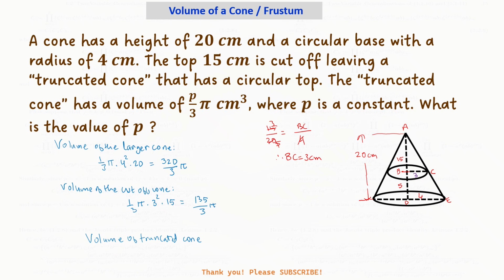So the volume of the frustum, the truncated cone, that's the cone we need to work out the volume of, would be 320 over 3 pi minus 135 over 3 pi, and that is equal to 185 over 3 pi. So that is of the form p over 3 pi, where p is 185. Therefore p is 185, and that's the answer.